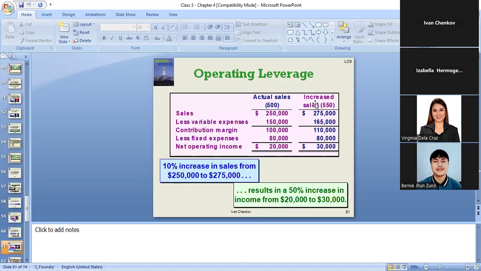So our sales increase by 10%, from 500 units to 550. That's 50 units, exactly 10%. Operating income increased from 250 to 275. That's a 25,000 increase. That's a 10% increase. What's happened with the operating income? From 20,000 it jumps to 30,000. That's 10,000, a 50% increase from where we are.